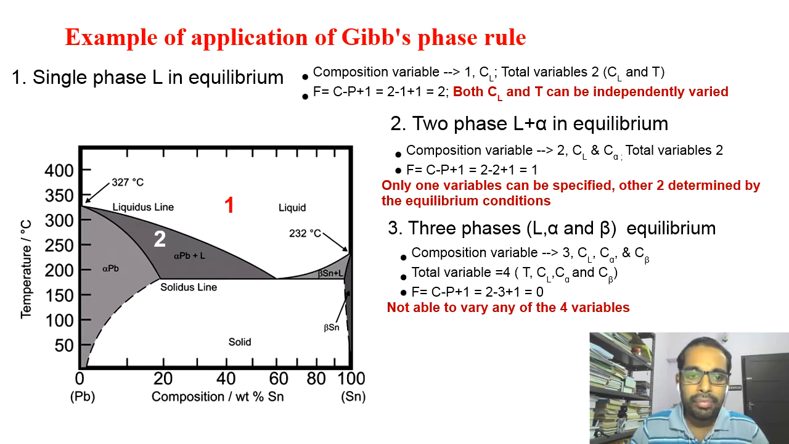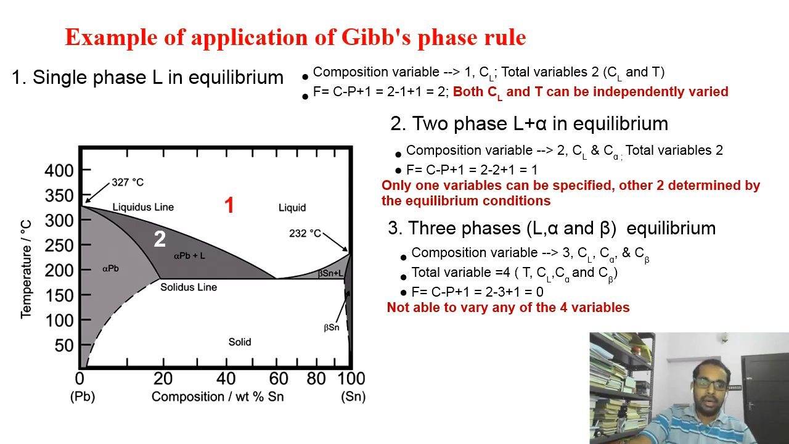and according to the phase rule, the degrees of freedom will be F is equal to C minus P plus 1. Here C is equal to 2. The components is 2. P, the phase number, is 3, plus 1. So 2 minus 3 plus 1 is equal to 0. That means there is no degrees of freedom.